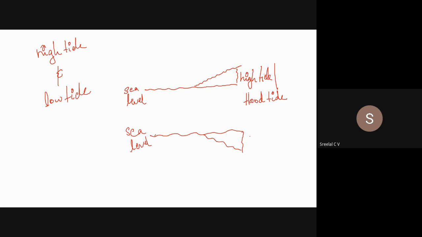Okay, this is known as low tide or ebb tide. Understood? Yes, sir. Very good.